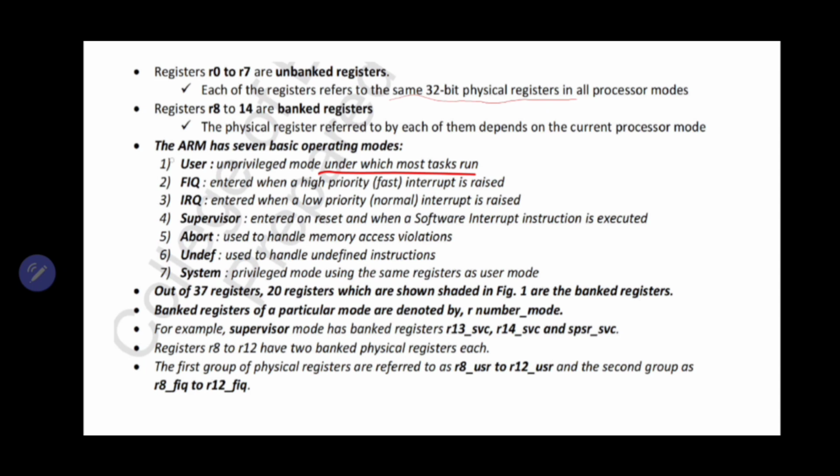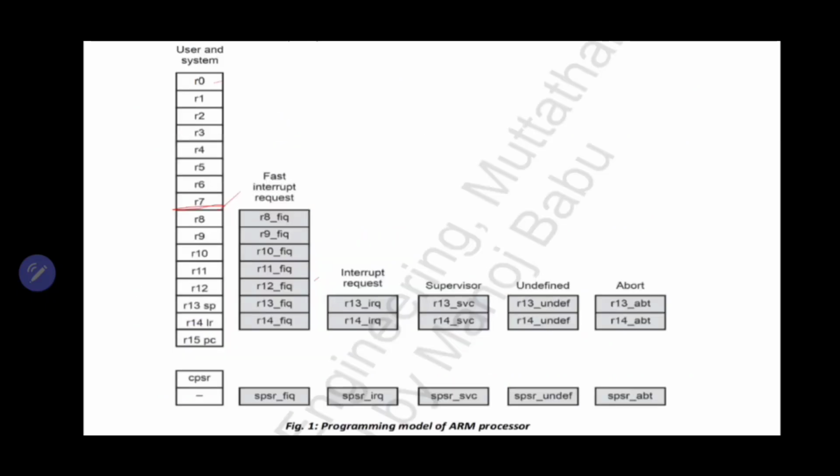Okay, so there are several modes in ARM, which we can discuss in detail. The first mode is user mode. It is an unprivileged mode under which most tasks run. User mode is the only unprivileged mode, and most of the tasks take place in user mode. So this is user and system mode.